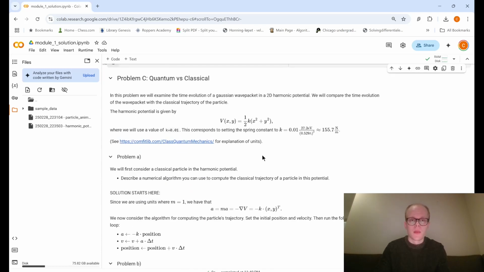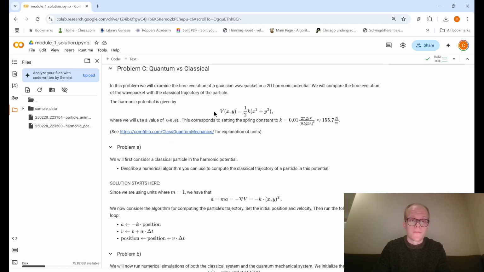All right, for the third problem, we'll examine the time evolution of a Gaussian wave packet in a 2D harmonic potential. So we will compare the time evolution of the wave packet with just the classical trajectory of the particle. In our case, the harmonic potential is given by half k times x squared plus y squared, and we will use the value of k equals 0.01.